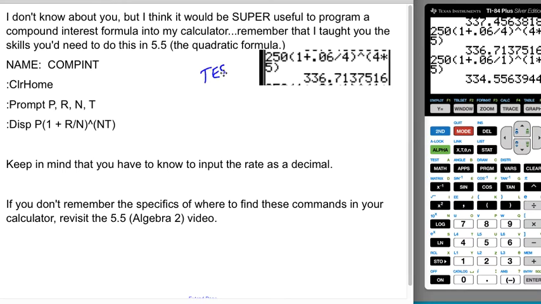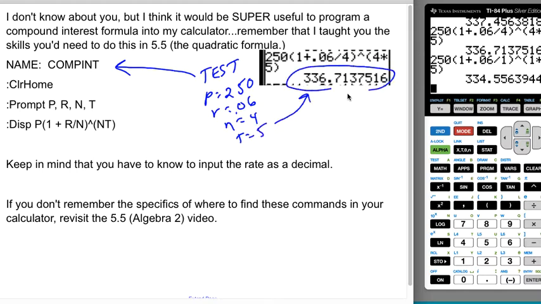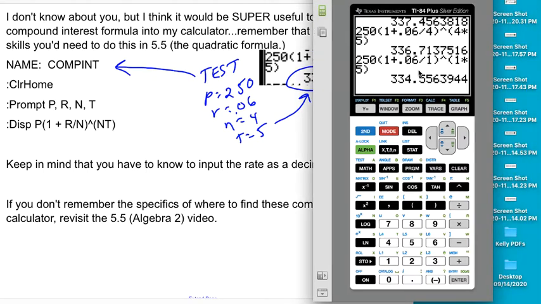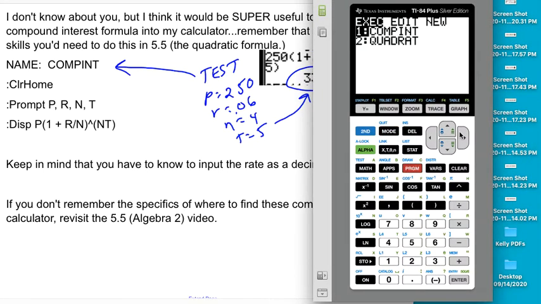So I'm going to test my comp int program by using P was 250, r was 0.06, n was 4, and t was 5. I'm going to test it, and I should get this. And if I get this, then my program was written correctly. And if I don't get this, then my program was written incorrectly. All right, so let's go ahead and go through that. So let's go to program, Execute. Okay, so my P is 250, right?